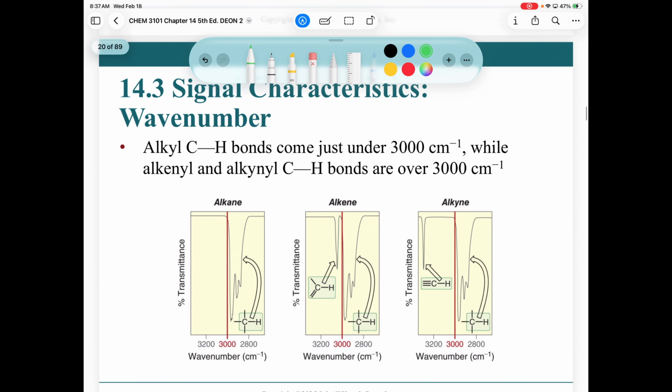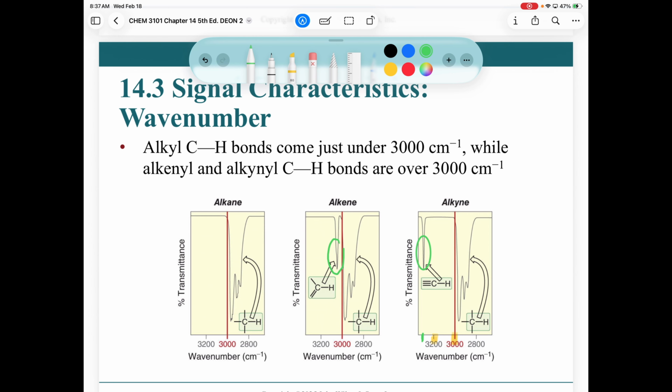All right, so here's an example. You see a line drawn here at 3000 on each of these spectra. What did we say? We said an sp hybridized carbon-hydrogen stretch was at around 3300. Well, look, there's 3000, there's 3200. That would mean 3300 would be right around here. Well, lo and behold, you have a stretch here. That tells you you have an sp hybridized carbon-hydrogen stretch.